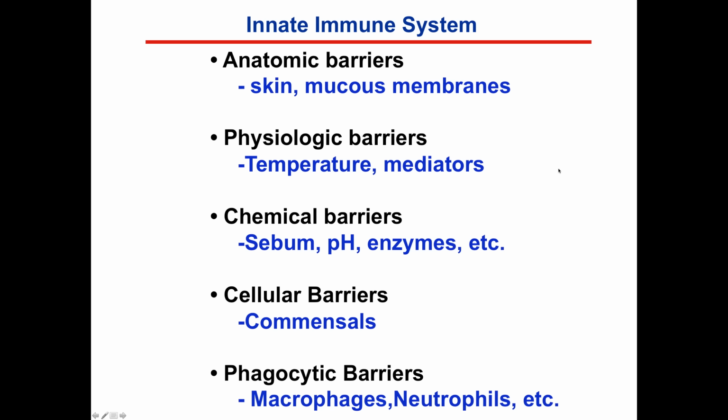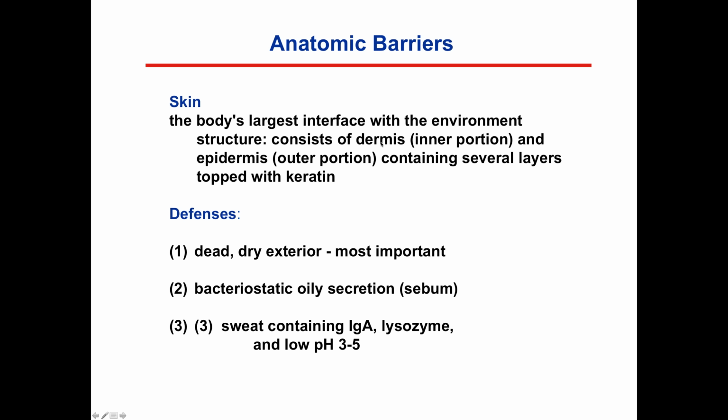So what are the types of the innate immune response? There are several different types. Here we've got 5 different types that we're going to discuss: the anatomic barriers, physiological barriers, chemical barriers, cellular barriers, and phagocytic barriers. We're going to discuss these in a little bit of detail. So let's first look at the anatomic barriers.